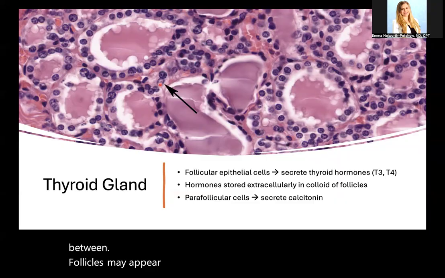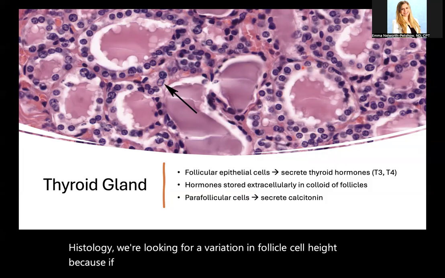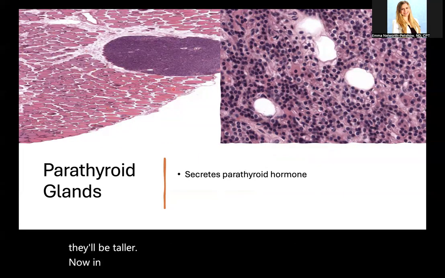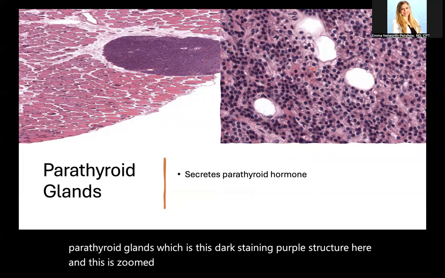They secrete calcitonin, and they're located between follicles and they appear more pale. When assessing thyroid histology, we're looking for a variation in follicle cell height, because if cells are hypoactive, they'll be shorter, and hyperactive, they'll be taller. Now, in between all these colloid cells, we can see our parathyroid glands, which is this dark staining purple structure here, and this is zoomed in on it, next to it on the right side.